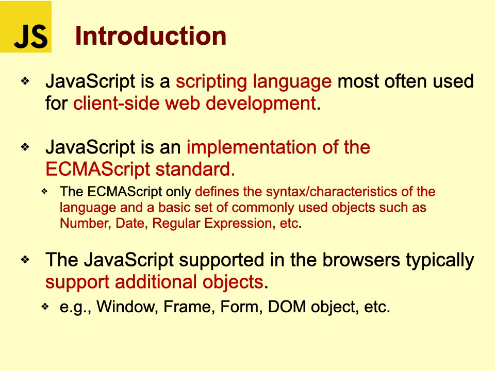A basic introduction. JavaScript is a scripting language most often used for client-side web development. So there are two different types of scripting languages: client-side scripting language and server-side scripting language. So JavaScript is a client-side scripting language for web development. JavaScript is an implementation of ECMAScript standard.